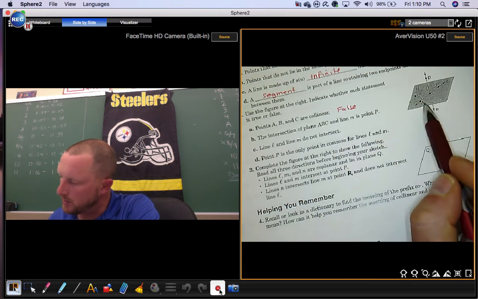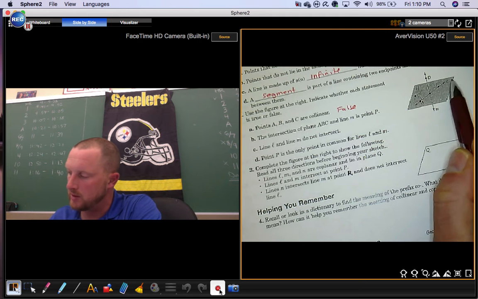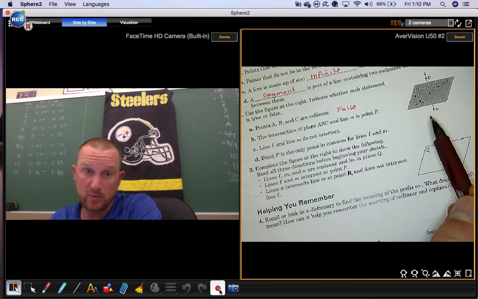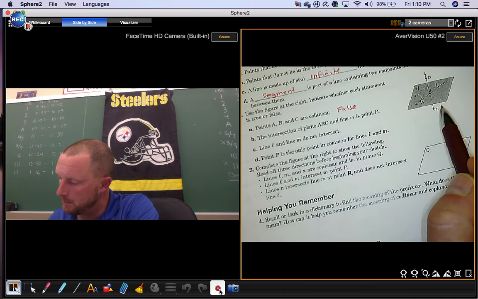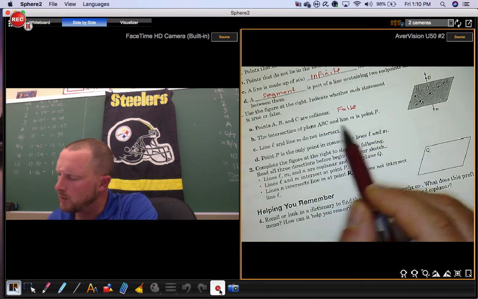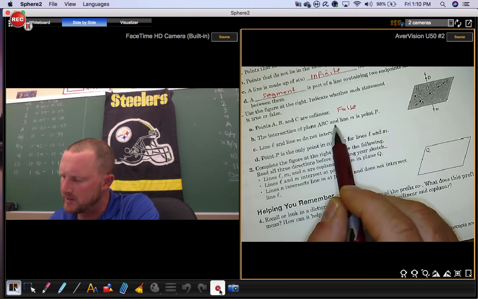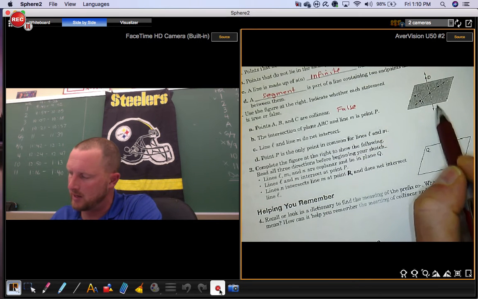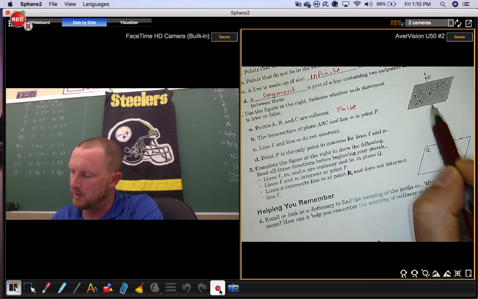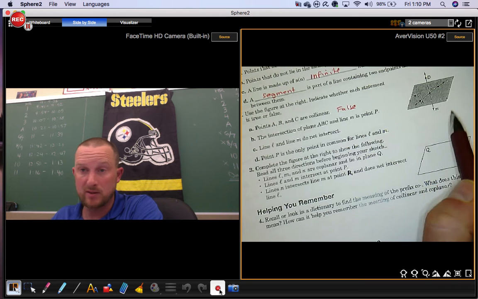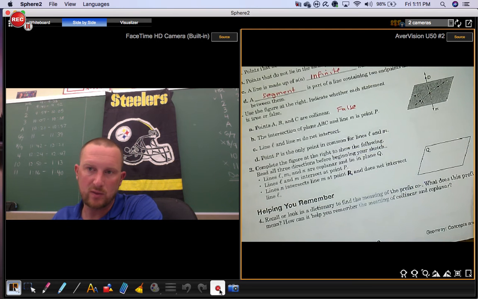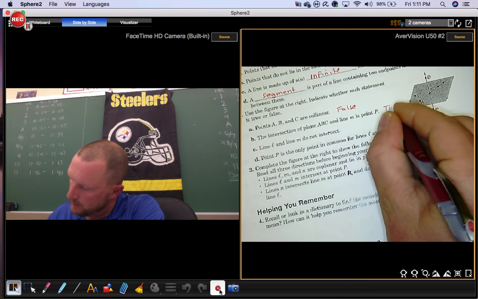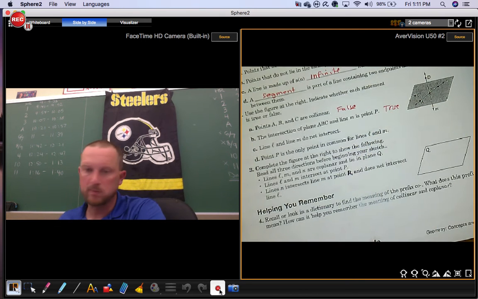The intersection of plane ABC, that's the one you see here, that dark shaded one, because it has all three of those points, is line M. The intersection of plane ABC and line M, so that's this guy. This line definitely intersects this plane. Is it point P? Is that where the line goes through the plane? That's true.